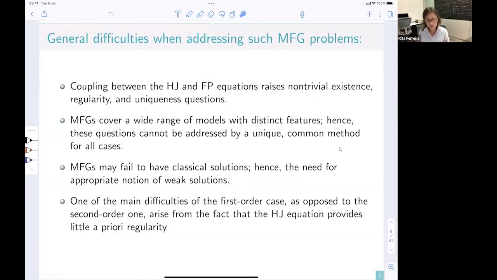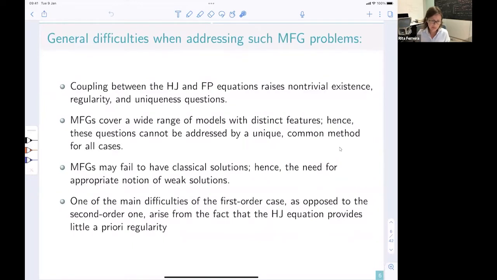And of course, because mean field games model different problems with quite different features, as we can imagine, they cannot be addressed by a unique common method that encompasses all cases. And that's also something that is known. There are cases where it has been proven that mean field games fail to have classical solutions. So there is a need for an appropriate notion of weak solutions. And this is actually going to be the main topic of what I'm going to present here today.